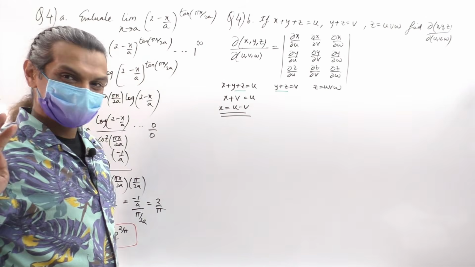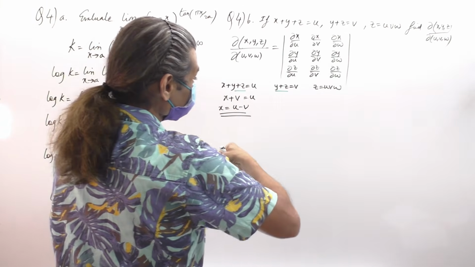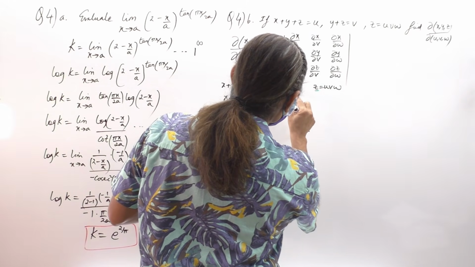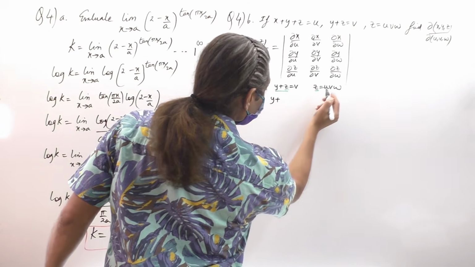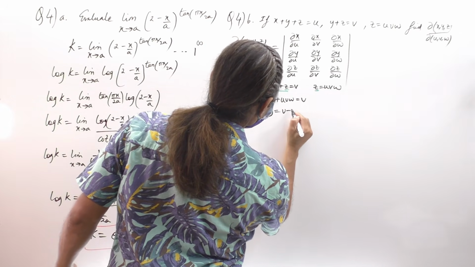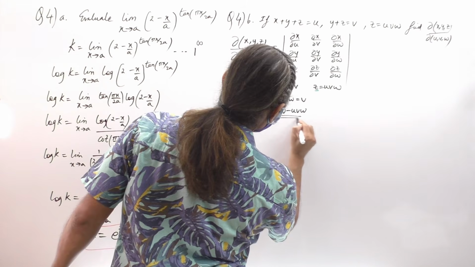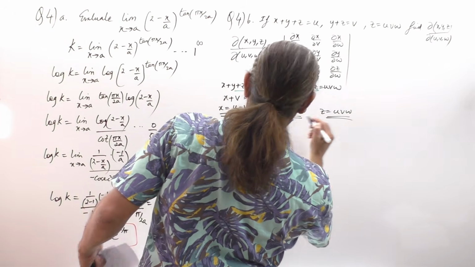I got one value. Next, again, see here, z is equal to uvw. Getting it? That means y plus, what is that, uvw is equal to v. So y is equal to v minus uvw, one more value, and z is equal to uvw is already in standard form, so no need for it.